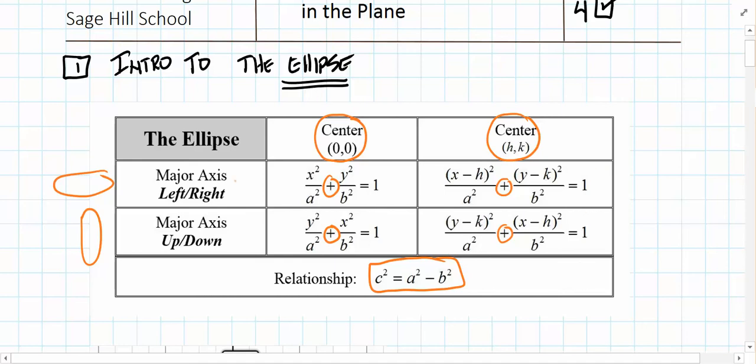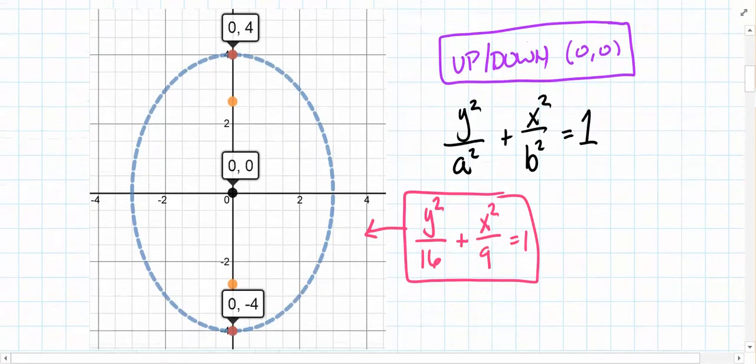So the only two ways that ellipses can be oriented, they're either going to be left and right, meaning they're going to be longer left and right, or up and down, meaning they're going to be longer up and down. So let's go ahead and get started. If you need to pause, go ahead and pause whenever you need to.